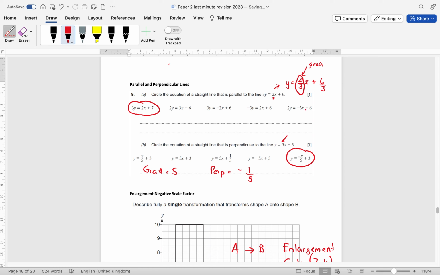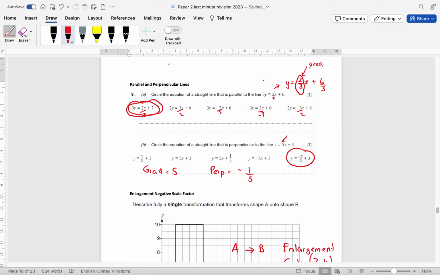Weirdly though, they haven't actually written it as 2 over 3. However, if you look here, this would divide by 3, this would divide by minus 3, this would divide by 2, this would divide by 2, this would divide by 3. So the gradient of the end one is minus 3 over 2. That's 2 over minus 3, minus 2 over 3, 3 over 2, and this is the only one that's the same, 2 over 3, because we've got the same setup, 3y equals 2x, 3y equals 2x. So this is the one that has the same gradient as the first one, okay?